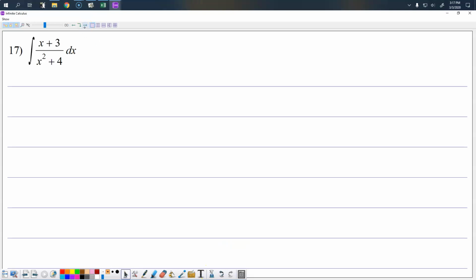Next one we got is here. Now, this is a special case. Pretty much on every problem we've done so far, the numerator always consisted of just one term. When this happens, when you have two terms in the numerator, what you're probably going to end up doing is splitting it up into two different integrals.